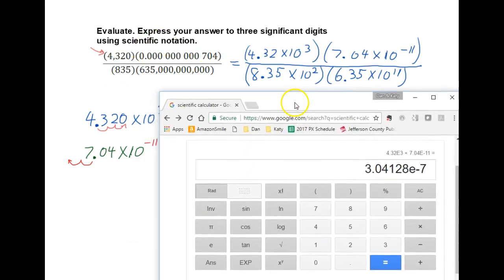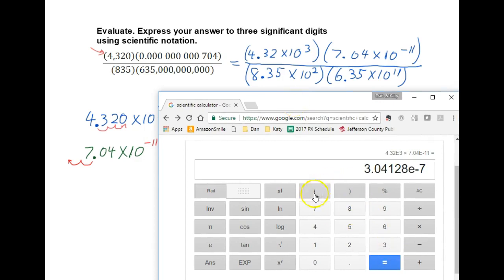And divide this. I'm going to clear everything. 8.35 times 10 to the second, so E2, times 6.35, and then EXP, or capital E, or 10 to the power of, and then 11. Some calculators have a double E. I know Texas Instruments uses that double E instead of EXP, so it means the same thing. You'll see that on the calculator. This capital E means times 10 to the, and then here we have 11th. So equals.